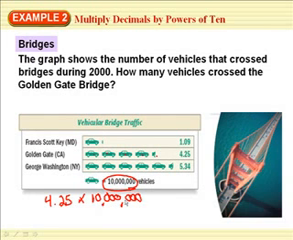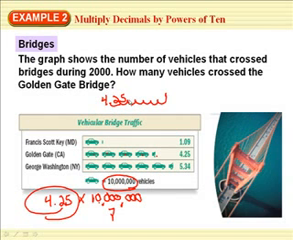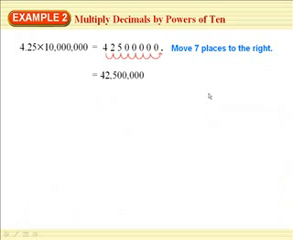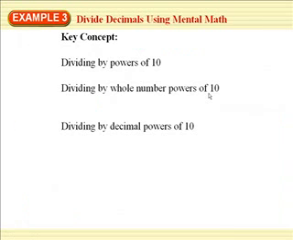Well, that's a whole number, and there are 7 zeros. So you just move the decimal 7 places. 1, 2, 3, 4, 5, 6, 7. And add those zeros in. It would be 42,500,000 vehicles. That's it. There's them moving their decimal.